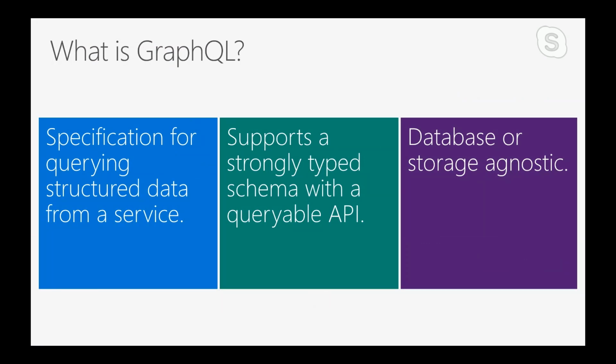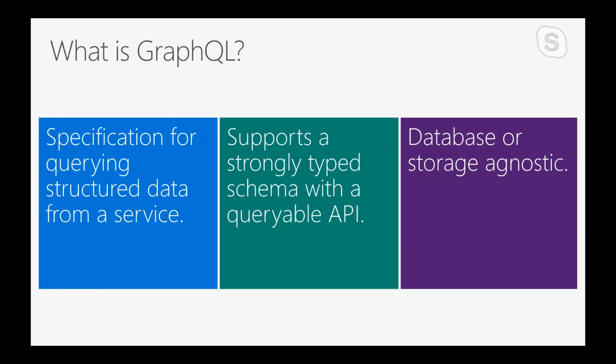So as I said, it's a specification for querying data from the service. Facebook originally wrote this internally and then shared it as open source. They also shared an implementation in JavaScript of that specification. Since then, it's been picked up by the open source community, and there's a number of libraries for almost every language that support GraphQL. In .NET, we've got probably two major libraries you're likely to see. One is Hot Chocolate, and the other is GraphQL.NET.